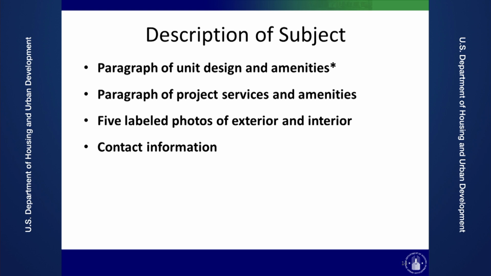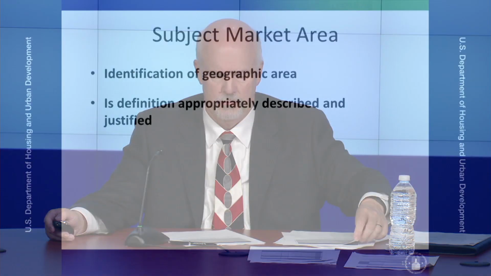Does it have at least 5 labeled photographs, exterior and interior? And most important, does it have the contact information of the people that the appraiser talked to come up with his numbers and his information?